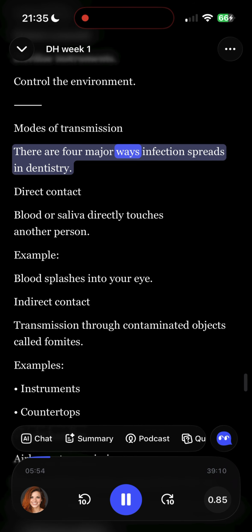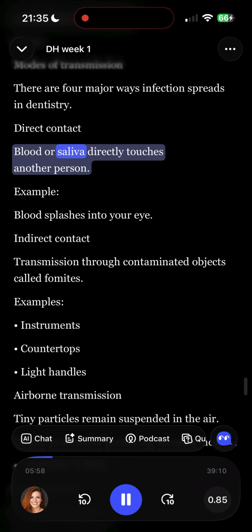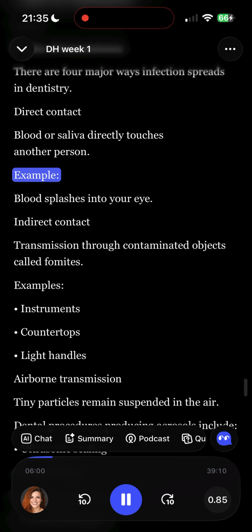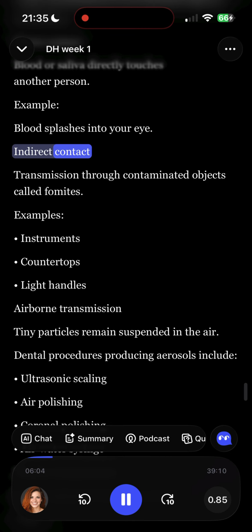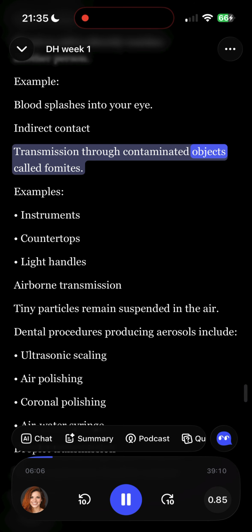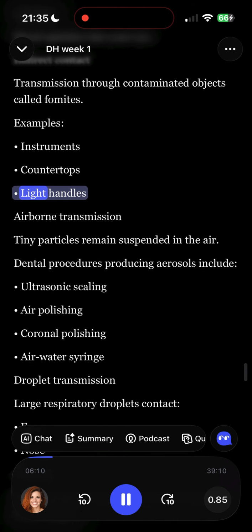Modes of transmission. There are 4 major ways infection spreads in dentistry. Direct contact. Blood or saliva directly touches another person. Example: blood splashes into your eye. Indirect contact. Transmission through contaminated objects called fomites. Examples: instruments, countertops, light handles.